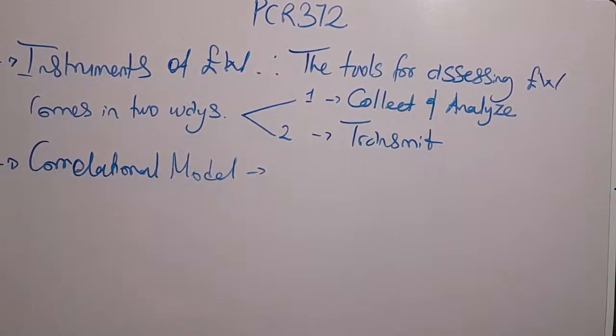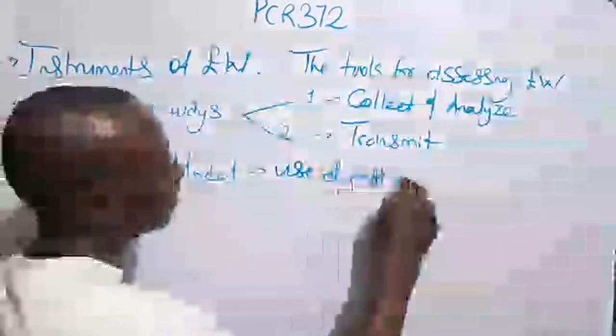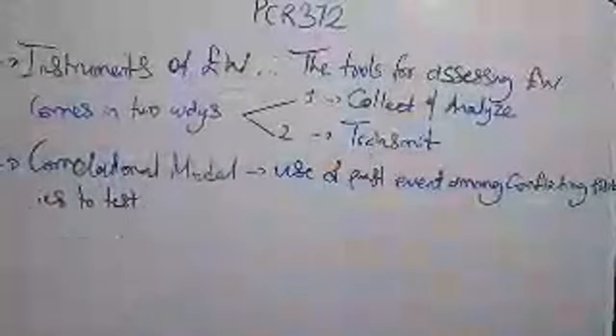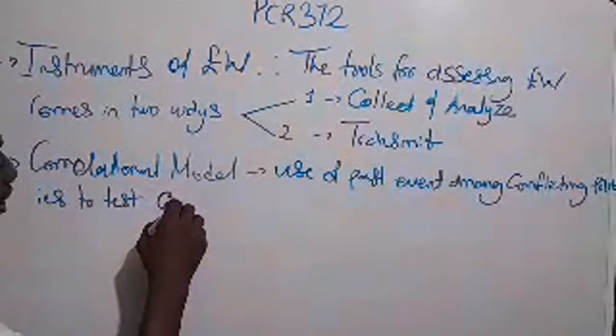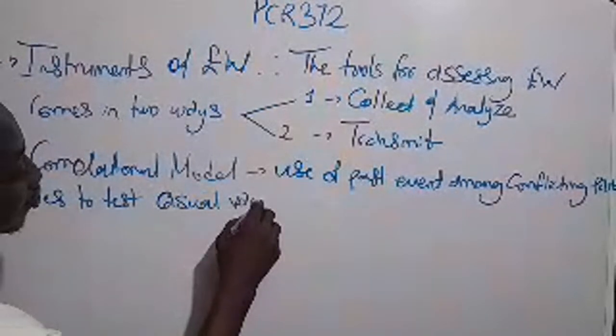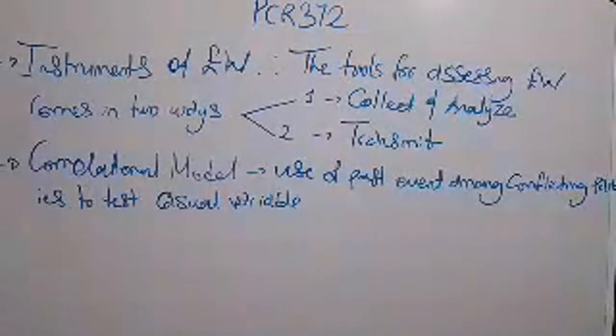We are simply referring to the fact that the model entails the use of post-dictive testing, and this testing relies on the use of past events, strong conflicting parties, to test causal variables, just to know if this will ignite or spark a new conflict. So we have that.